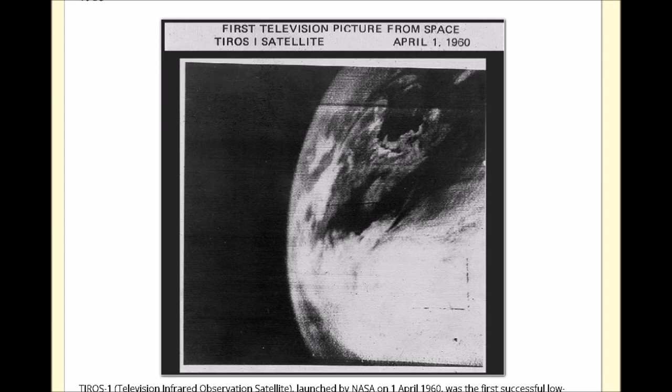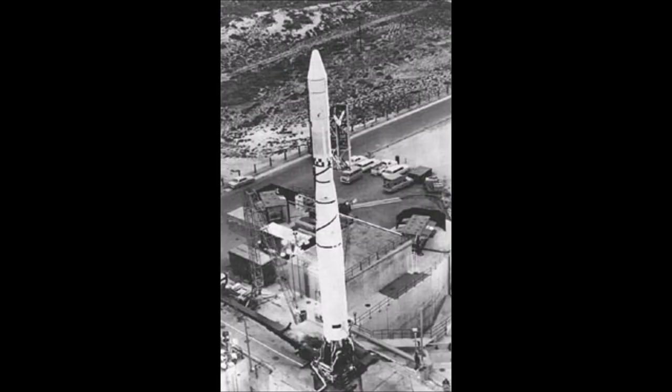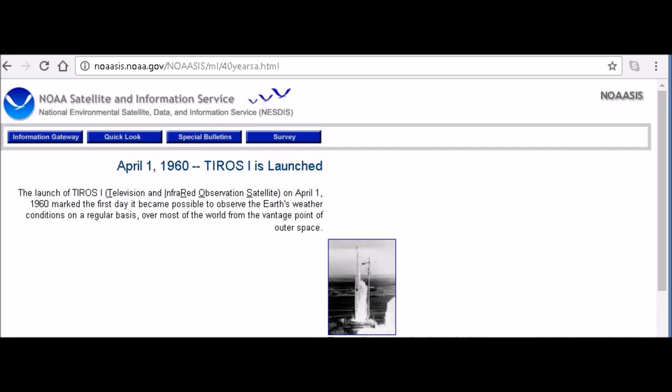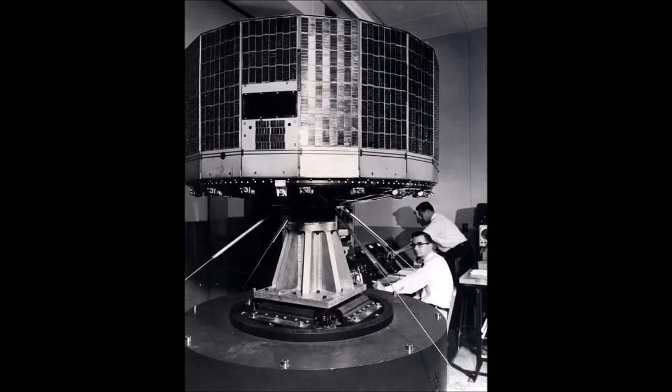So the first image here, the 1960 first television picture from space, the Tyros 1 satellite, April 1st, 1960. Well, the problem is, I'll get to the problem in a second, but this satellite, designed to obtain cloud pictures, was rocketed into space aboard a Thor-able launch vehicle on April 1st, 1960 from Cape Canaveral, Florida. The satellite was basically a cylinder with 18 flattened sides to mount solar power cells.